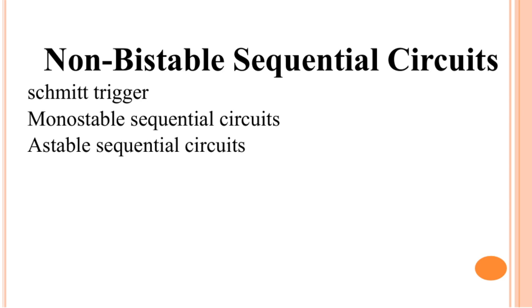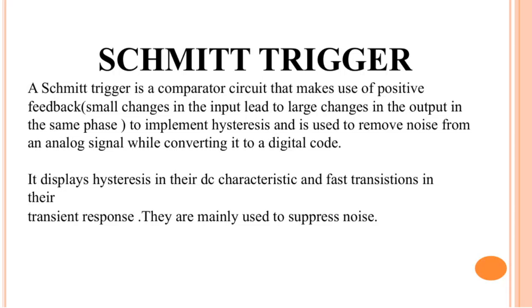Each of these circuits plays a unique role in digital electronics, especially when precise timing or signal conditioning is needed. A Schmitt trigger is a special type of comparator circuit that uses positive feedback. This means that even small changes in the input signal result in significant changes at the output, and these changes happen in the same phase.